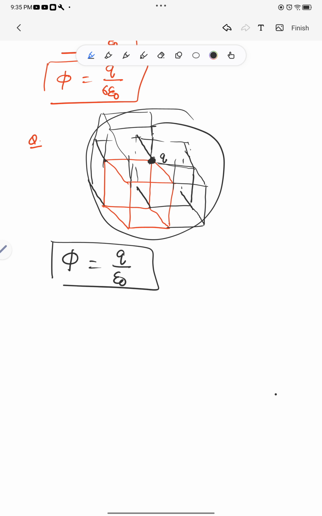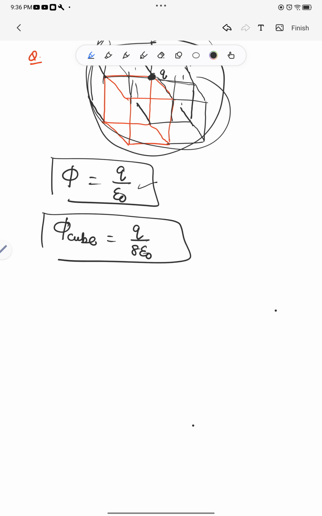And to cover this charge q inside a cubical surface, we will use a total of 8 small cubes. That means a total of 8 cubes will be used to keep this charge inside. So if 8 cubes are used, and through this whole set of 8 cubes there is q by epsilon naught flux, then through one cube it will be what? Through one cube the flux will be q by 8 epsilon naught.